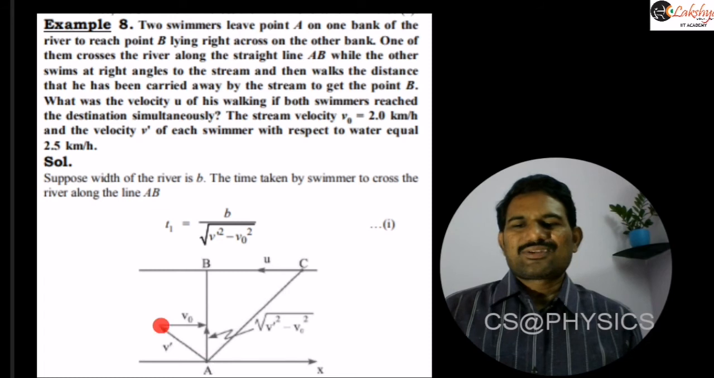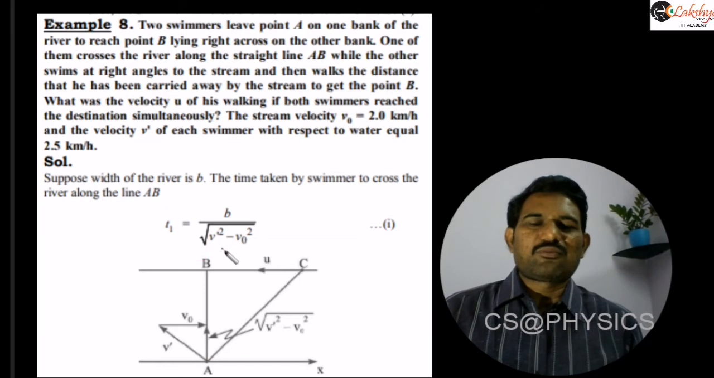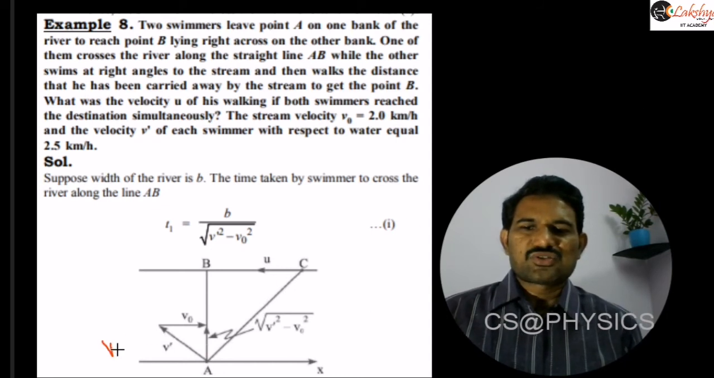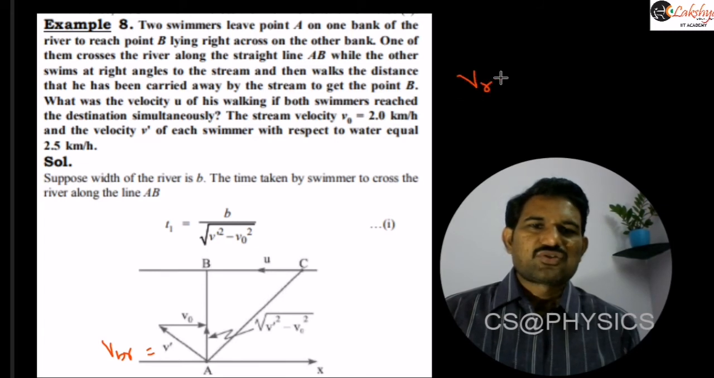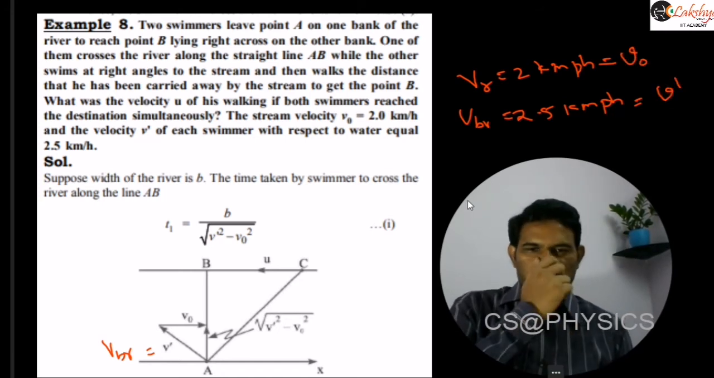So for this shortest possible path, you can write the time taken formula directly. That means it is d by under root of V dash squared minus V naught squared, where V dash is nothing but our VBR. Here they are giving it as V dash, and V naught is nothing but the velocity of the river. So V naught is 2 kilometers per hour, and the velocity of the boat with respect to the river is 2.5 kmph. This is the notation that they are using in this problem, V naught and V dash.